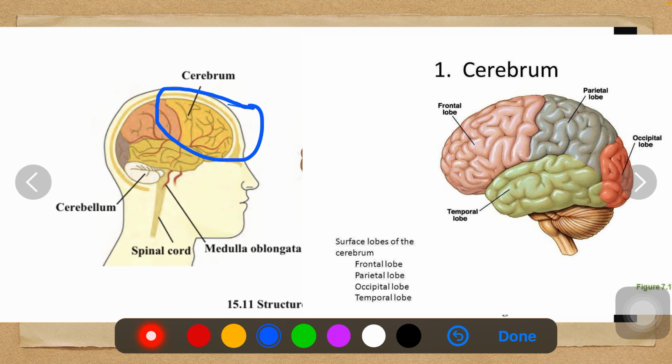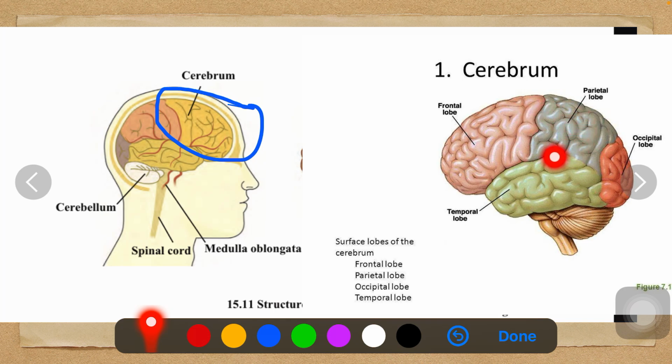Its surface has deep, irregular ridges and grooves, which are called convolution. Convolution increases the surface area of the cerebrum and therefore a large number of nerve cells can be accommodated.